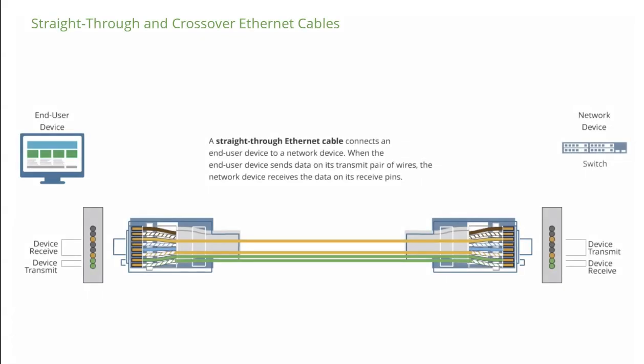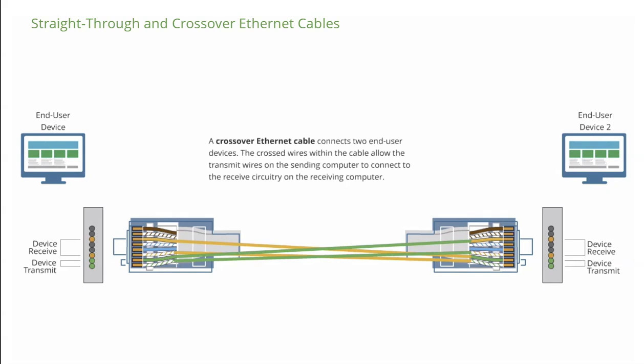Normally, an end-user device connects to a port on a network device, such as a hub or a switch, using a straight-through Ethernet cable. When the end-user device sends data on its transmit pair of wires, the network device receives the data on its receive pins. You can use a crossover cable to connect the two PCs together to share files. A crossover cable swaps the wiring for pins 1 and 3, as well as 2 and 6 on one end of the cable. This swap crosses the wires, so the transmit wires on the sending computer connect to the receive circuitry on the receiving computer.